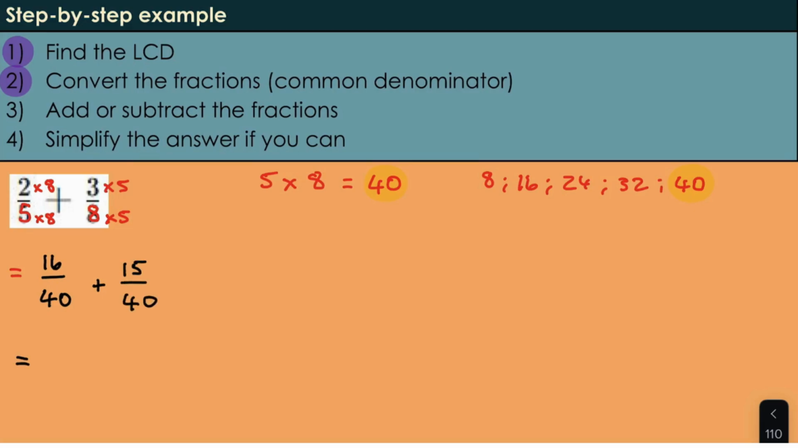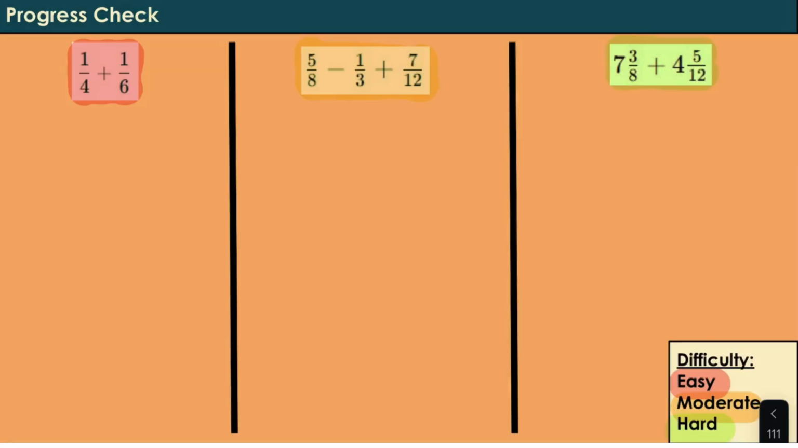This is great. We have a common denominator of 40, and we can add our numerators. On top, we get 31, and we keep the 40. We have just completed step 3. Step 4, simplify the answer if you can. Well, 31 is a prime number. We cannot simplify that.